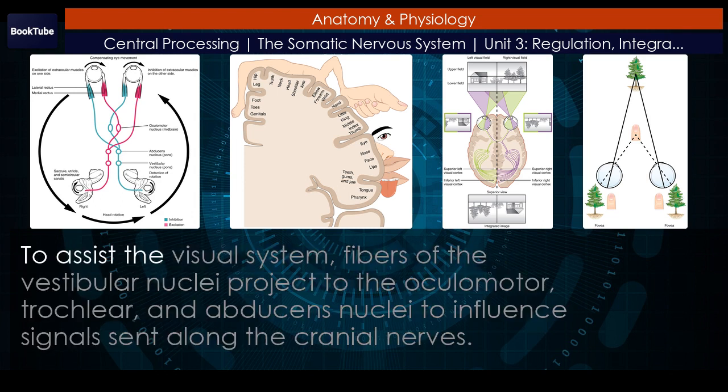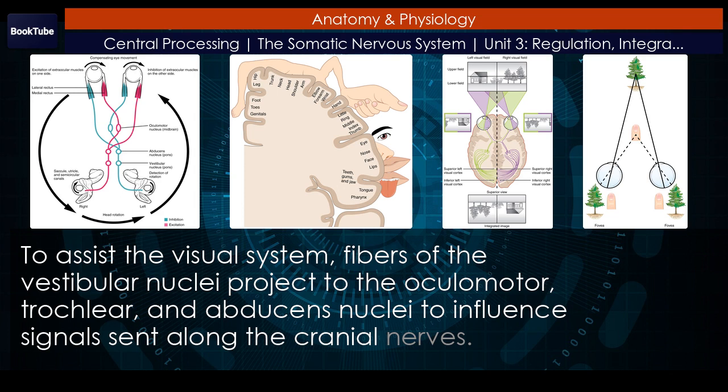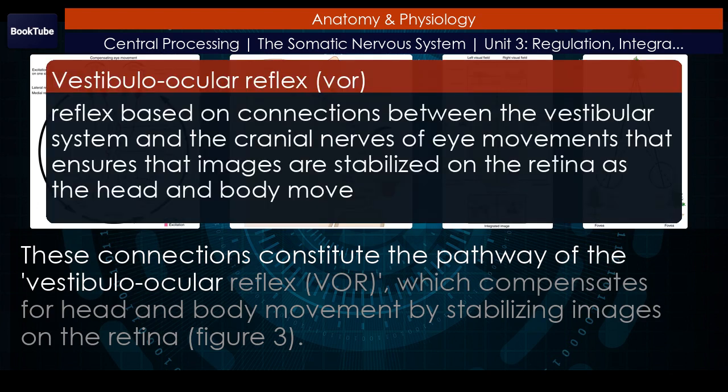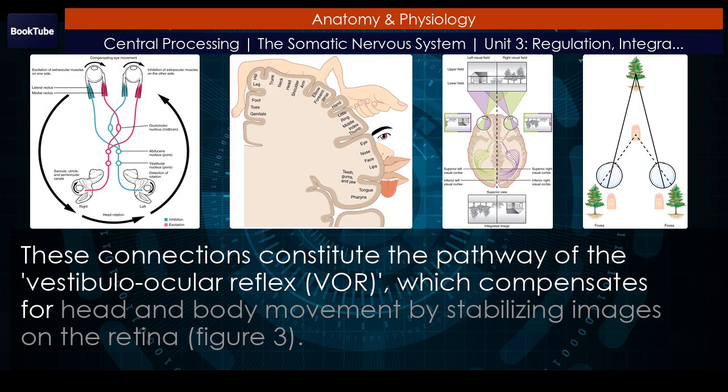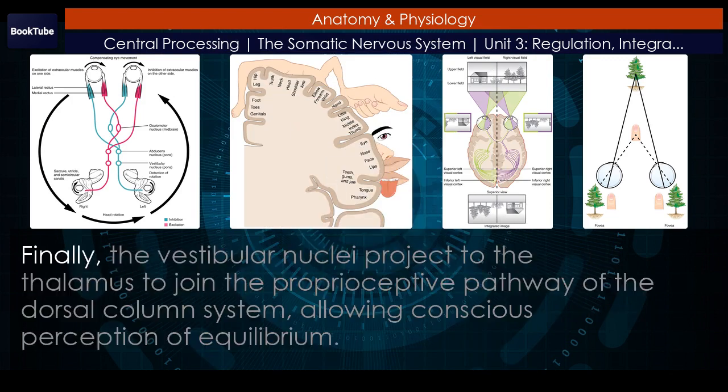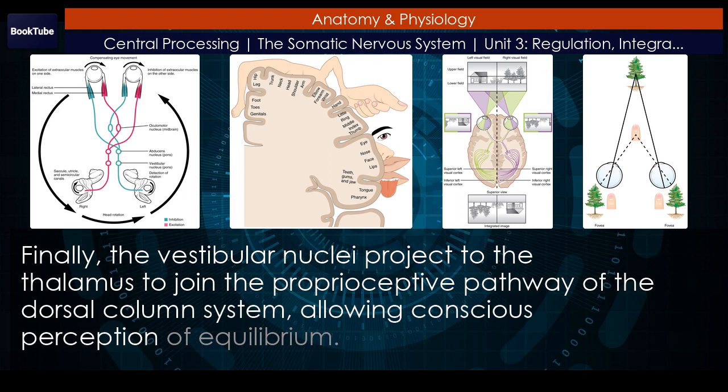To assist the visual system, fibers of the vestibular nuclei project to the oculomotor, trochlear, and abducens nuclei to influence signals sent along the cranial nerves. These connections constitute the pathway of the vestibulo-ocular reflex, VOR, which compensates for head and body movement by stabilizing images on the retina. Figure 3. Finally, the vestibular nuclei project to the thalamus to join the proprioceptive pathway of the dorsal column system, allowing conscious perception of equilibrium.